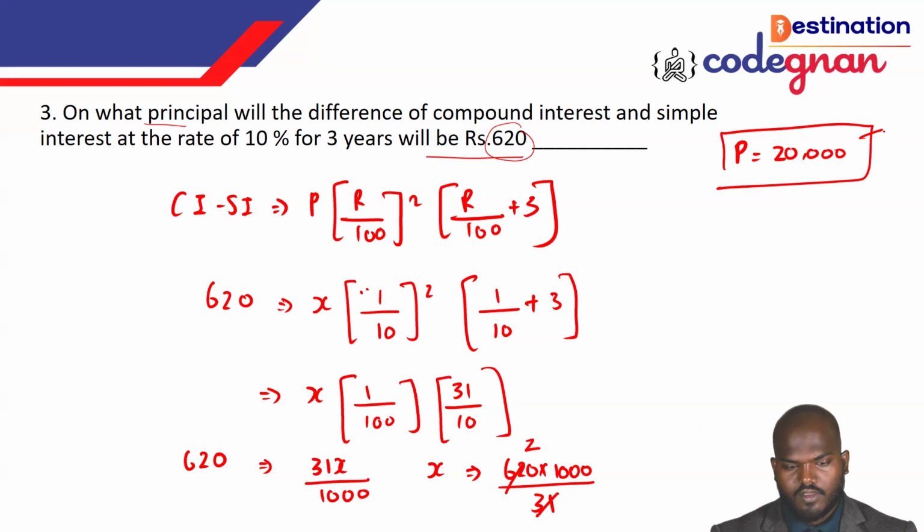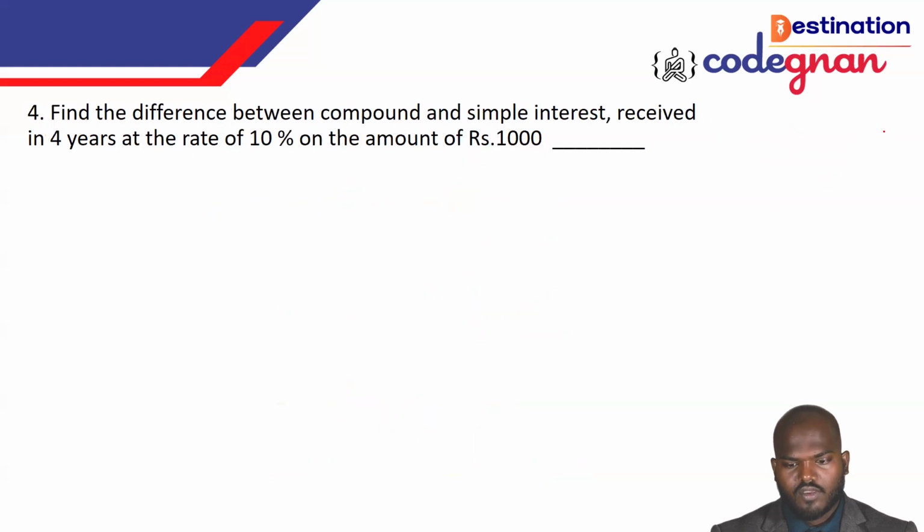Got it, guys? Okay. So moving to the next question, that is, find the difference between the compound and simple interest in 4 years. They are asking about 4 years, so how can I find it out? We only have the formula up to 3 years, right? We can also apply it for 4 years, but the number of digits will keep on increasing. So if it is for 4 years, what will come?